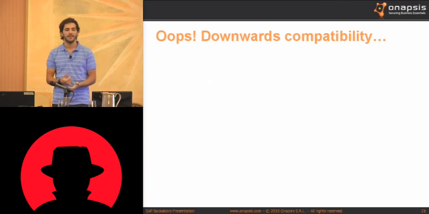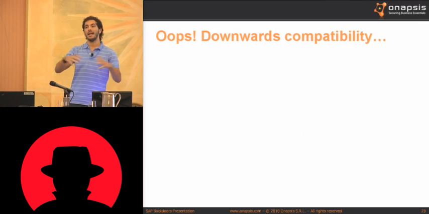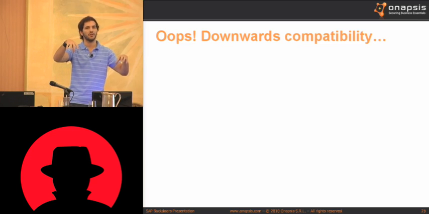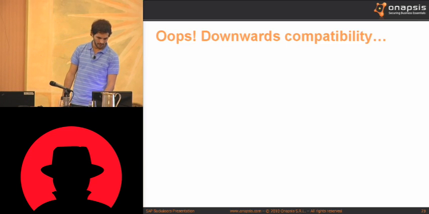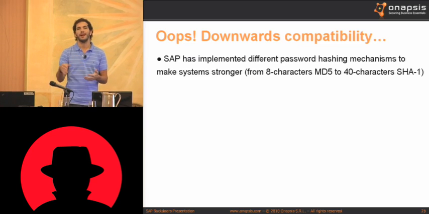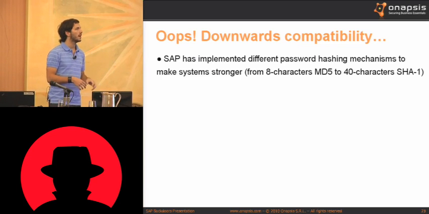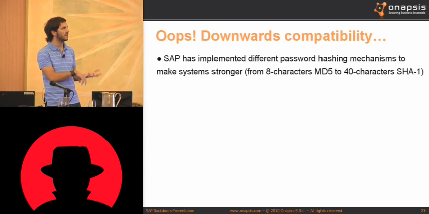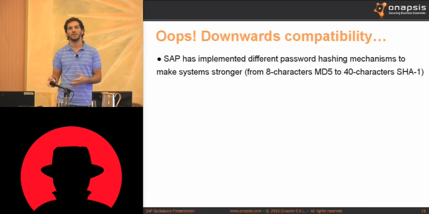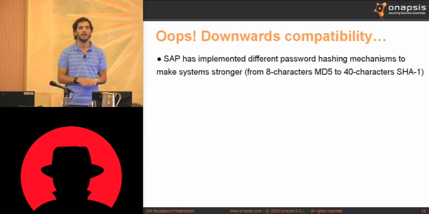The problem is that there is something called downwards compatibility in SAP systems, because you may have a complex landscape composed of really new systems, but you can have some legacy SAP versions. So we're going to see what it means from the security point of view. Over a long history, SAP has implemented several password hashing mechanisms. They started with a really weak, 8 characters long, case-insensitive MD5 password hashing mechanism. And now the most modern versions are running a 40-character long, case-sensitive one based on SHA-1. So it's much stronger.